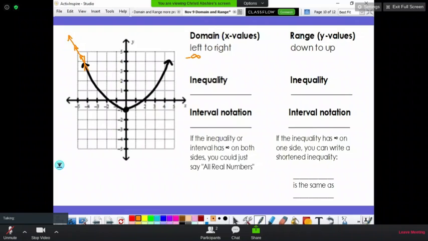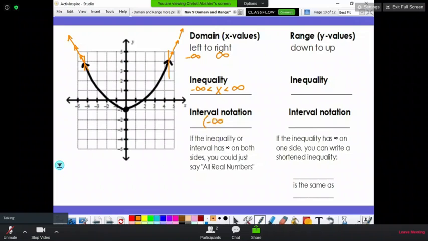A similar thing happens when I try to see where it stops on the right. This arrow would make it go and go and go. And so it's actually going to +infinity. For the inequality, I can put x in between -infinity and +infinity. And I can put it in interval notation.